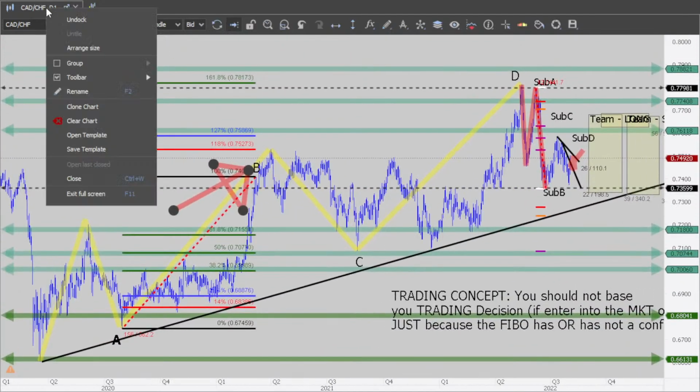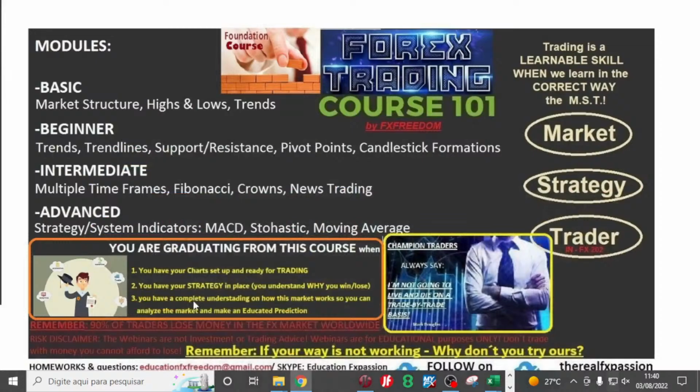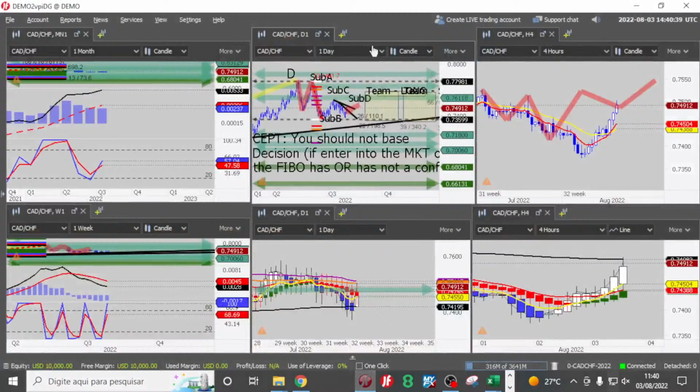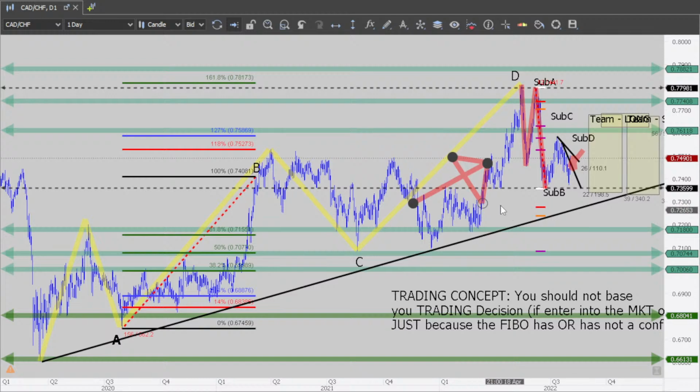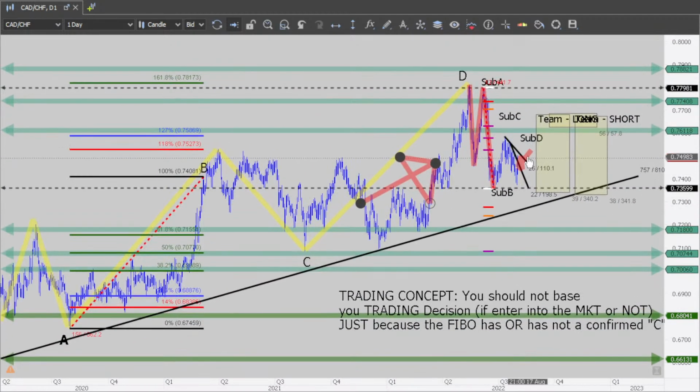We need to understand and learn how this market works, how this market moves, so that you can analyze and make an educated prediction, an educated decision. Okay? Staying out. Yes, there is a time that we are staying out, but not today, right? The queen says I would buy when we get the confirmed C.